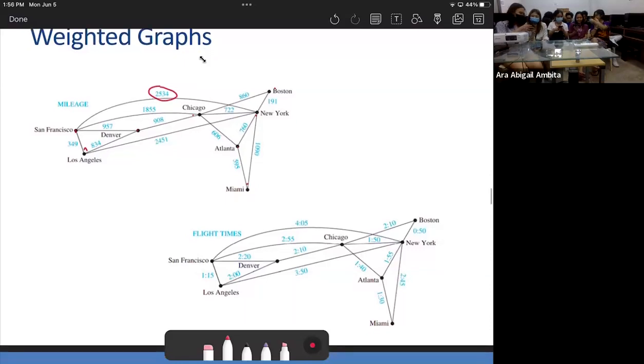Okay, so we can make use of the weights that are assigned to the edges. We can also look at the flight times. So what is the shortest time that we can get, so that the path is faster? Okay, the travel.